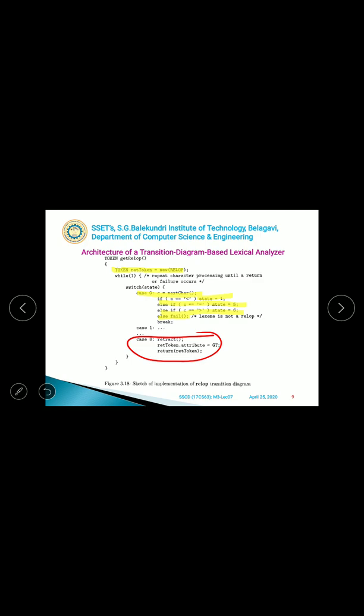So in the whole session, what we did is that we studied, with examples, how your transition diagram is going to be used to recognize the tokens. We have seen this with different examples.